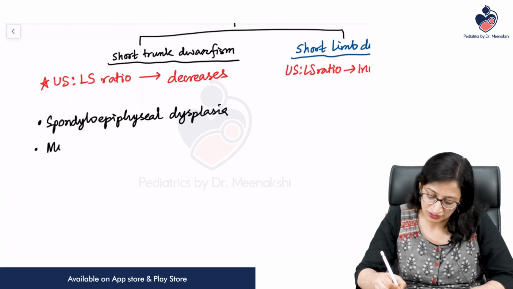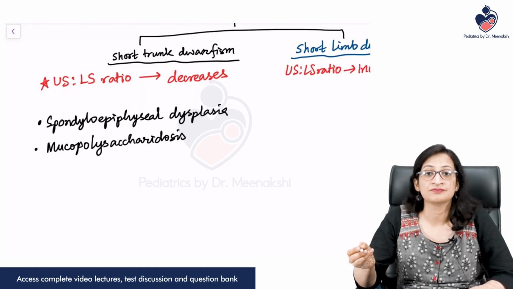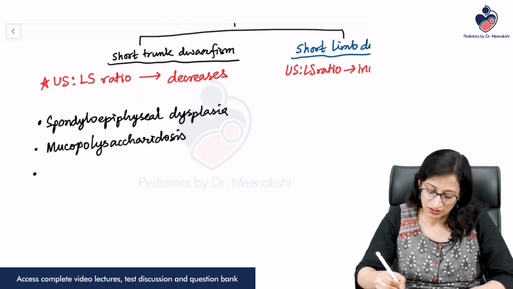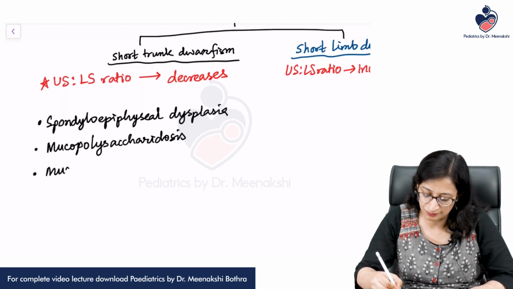Then there is a metabolic disorder called mucopolysaccharidosis. A similar condition as compared to mucopolysaccharidosis is mucolipidosis.